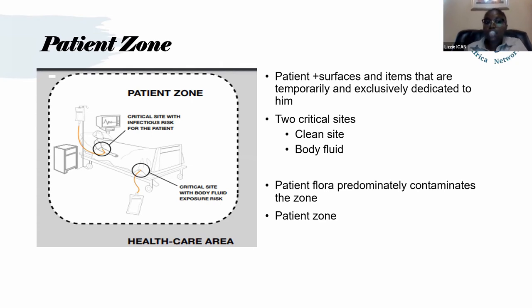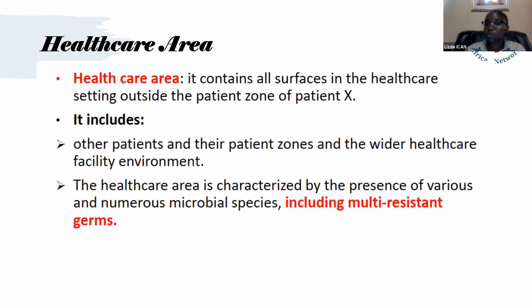And then outside the patient zone is what is referred to as the healthcare area. The healthcare area contains all surfaces in the healthcare setting outside the patient zone of patient X, and it includes other patients and their patient zones and the wider healthcare facility environment. This area is characterized by the presence of various and numerous microbial species, including those multi-resistant germs.